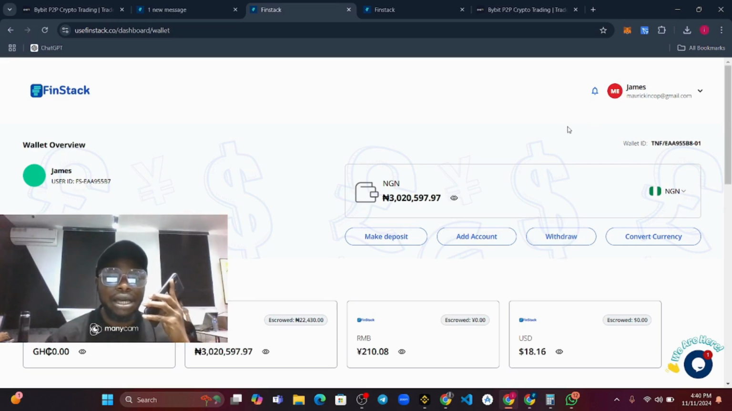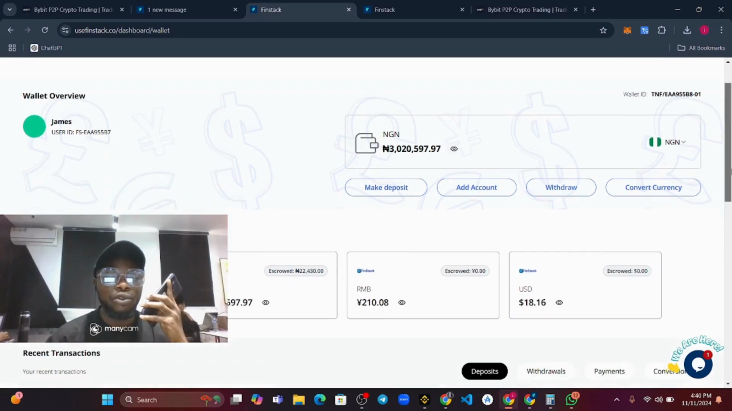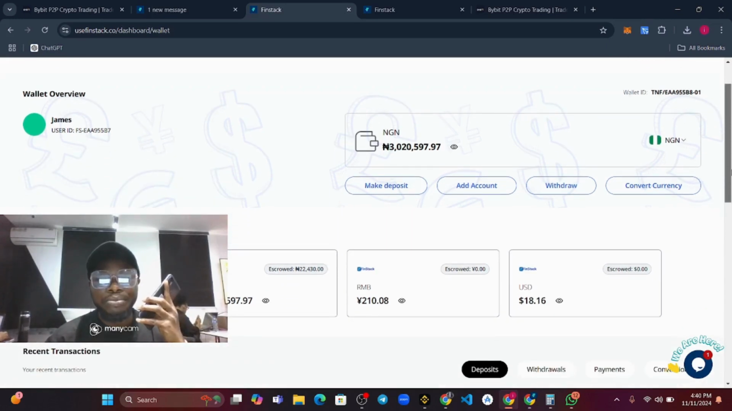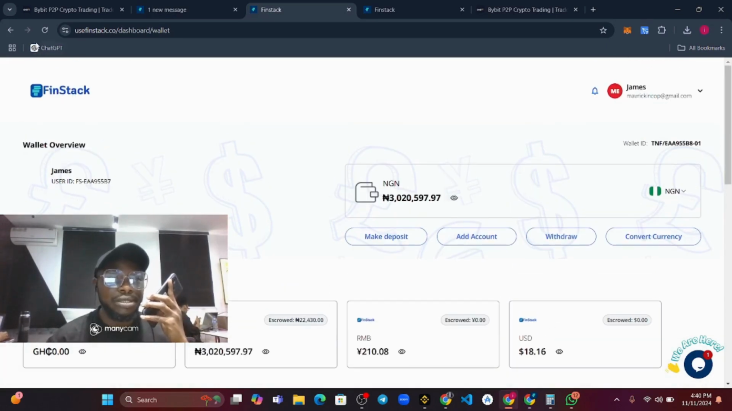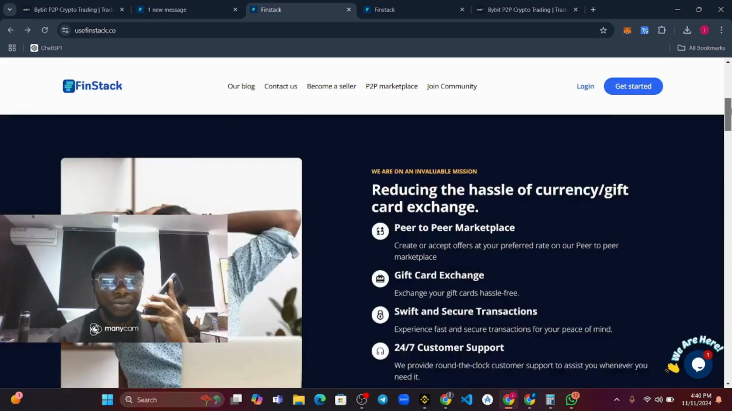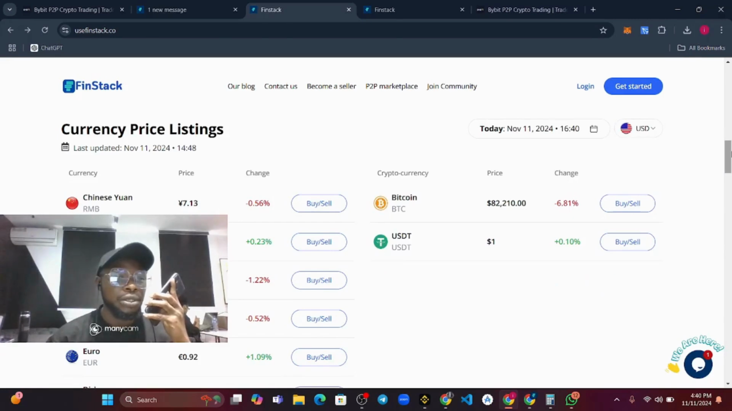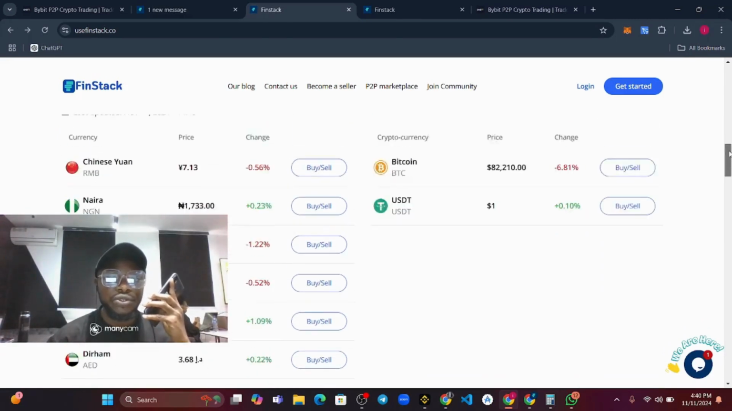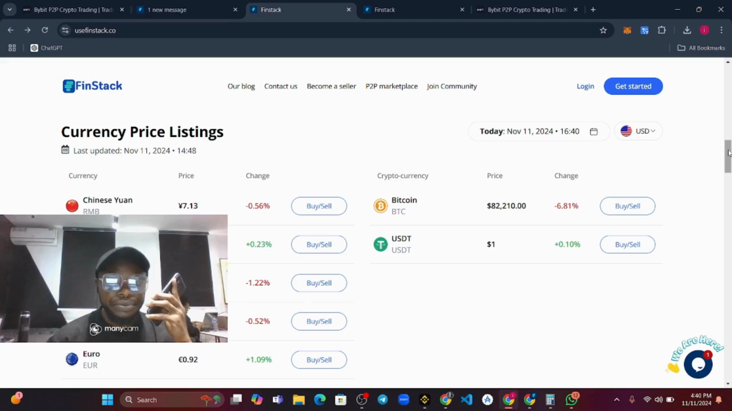Let's say if you trade USDT high volume, or you do RMB, like all the supported currencies here, from RMB to CFA to CDs, Euro, and so on. So if you trade any one of these currencies, you can sign up as a vendor.